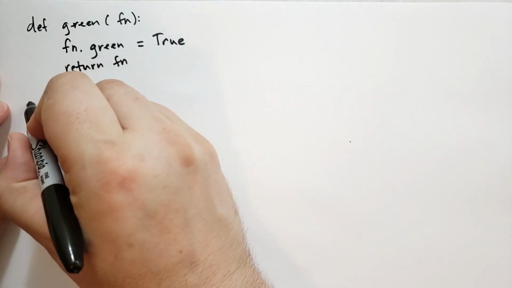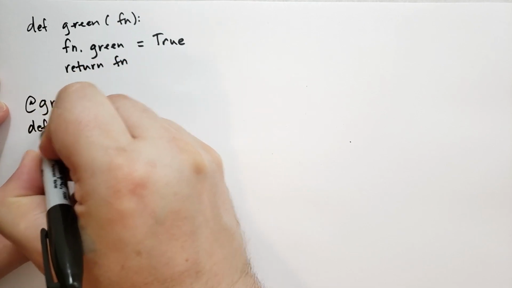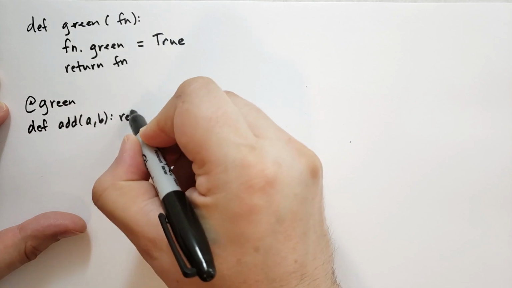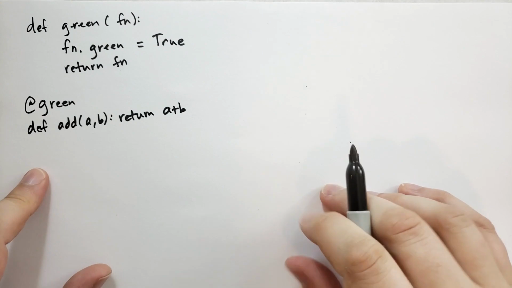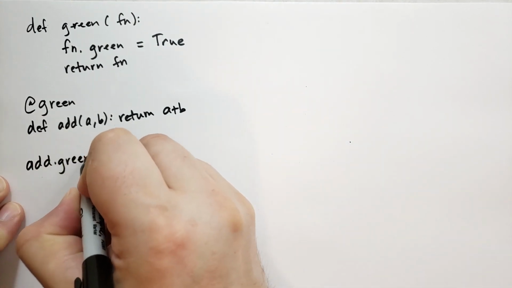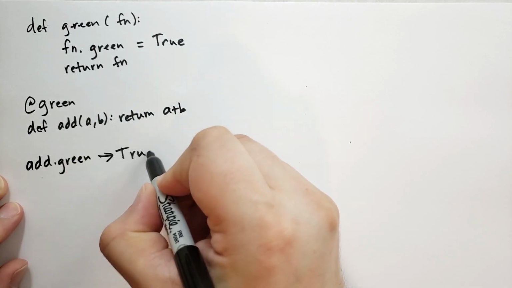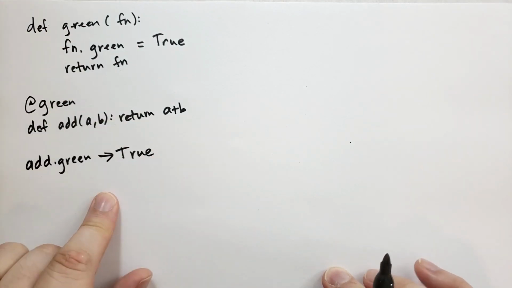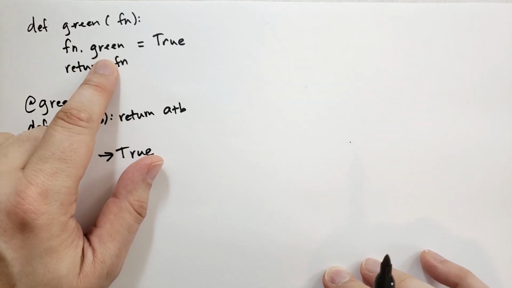Okay, in order to use this, we're going to say @green, and we're going to define a simple function, add, which is going to take A and B, and it's going to return A plus B. And so when we go to look at add, we can do add.green to look at the green variable in the add namespace, and this is going to tell you that indeed this is a green function. Okay, so this is a pattern that we'll see typically with functions. If you're modifying a function, it's very difficult to modify the code itself in Python.